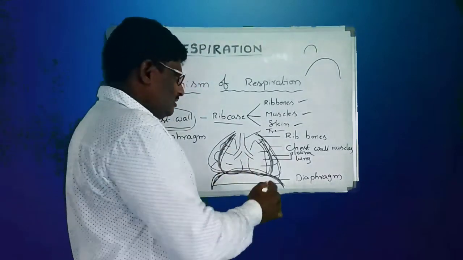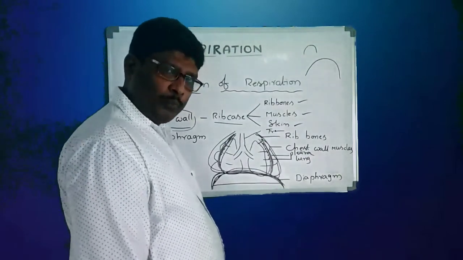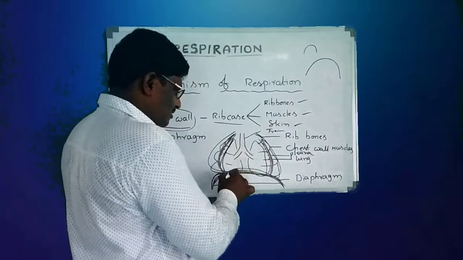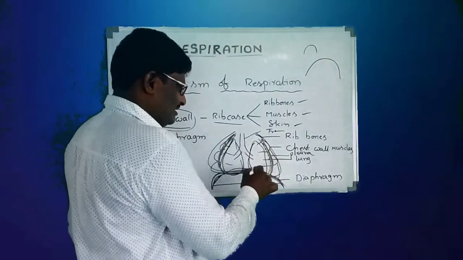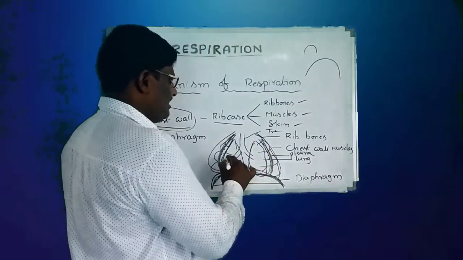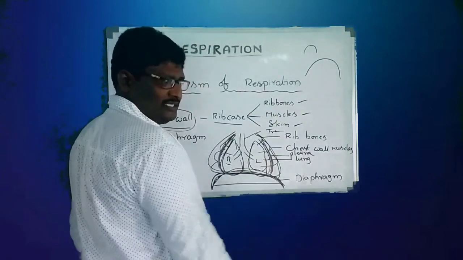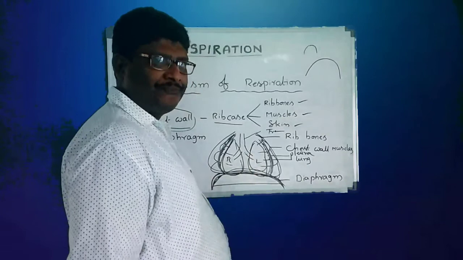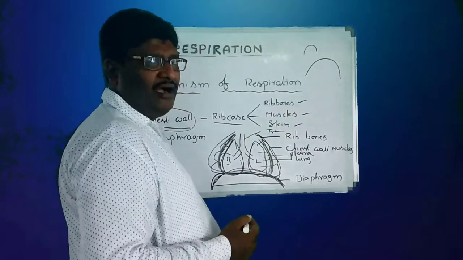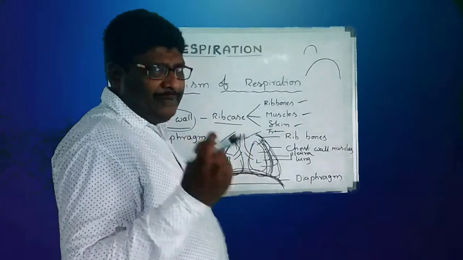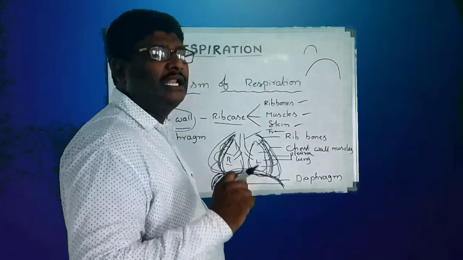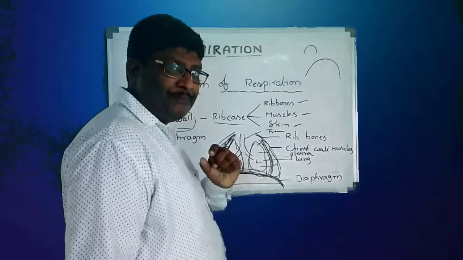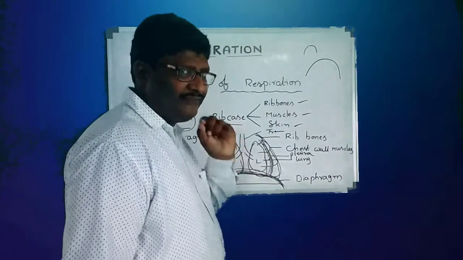So this layer is called pleura. Okay now. Next, if you observe the lungs, one is right and another one is left. Right lung and left lung. The right lung is always a little bit bigger than the left lung.